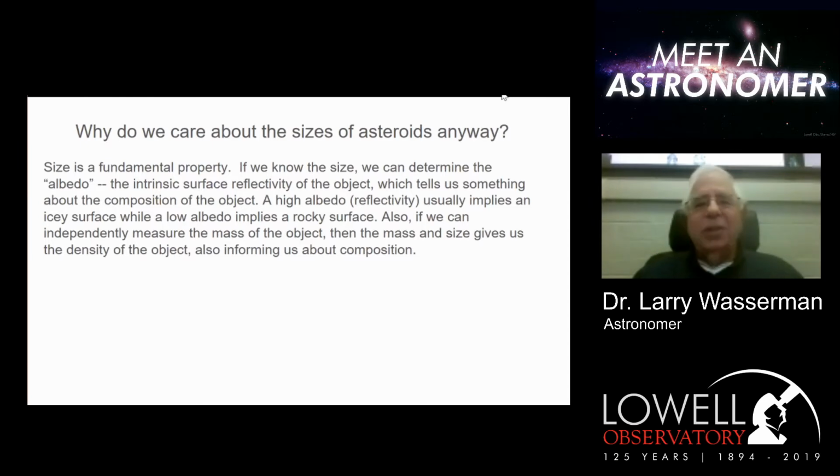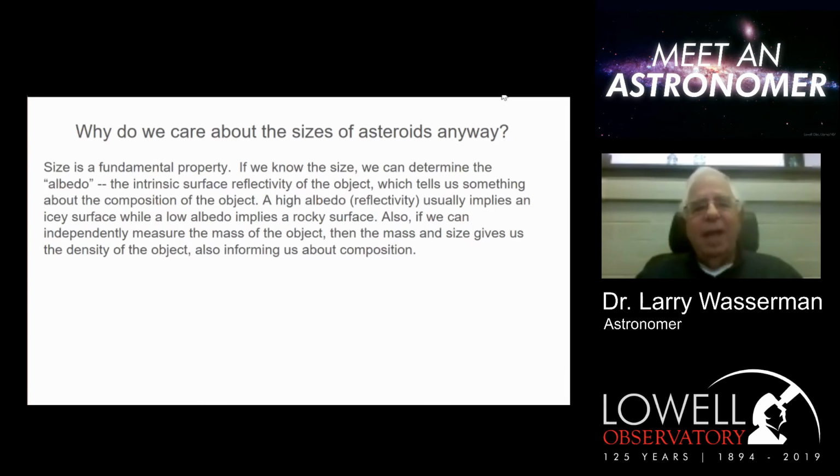So the basic question, of course, why do we care about the sizes anyway? What good is it? Well, size is a fundamental and basic property of an object. If we know the size of an asteroid, we can determine what's called its albedo. The albedo is the intrinsic surface reflectivity, which tells us something about the composition. A high albedo, which is typical of snows or ices, implies that the surface may be icy, while a low albedo can imply a rocky surface.